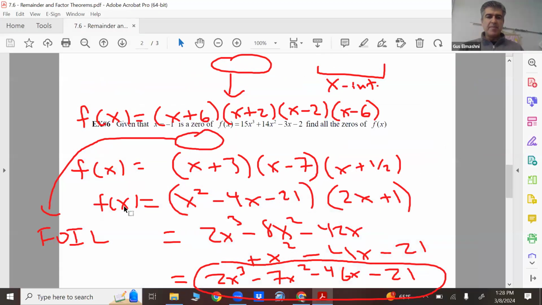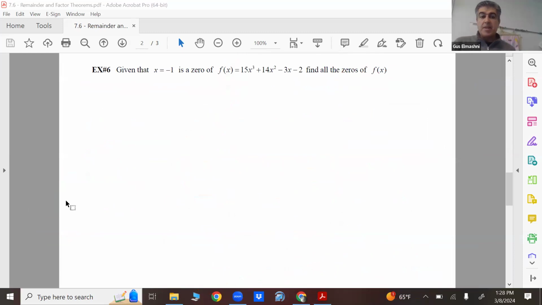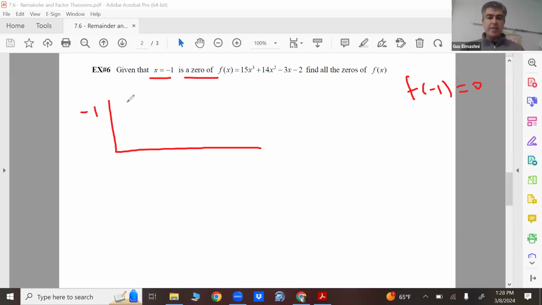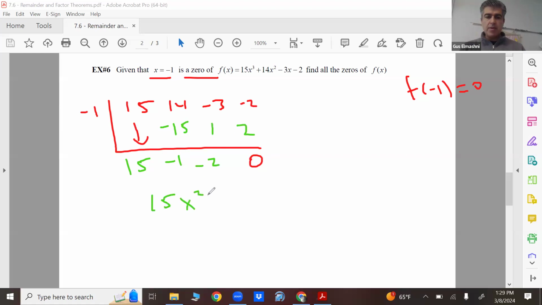All right. So let's keep moving. All right, example 6. This you guys have seen, I think. This is the advantage of synthetic division. If you're told this is a 0, it means it's an x-intercept, right? So we know f of negative 1 is going to equal 0. So I'm going to use the factor theorem, right? I'm going to put negative 1 on the outside, 15, 14, negative 3, and negative 2, because I expect that to be 0 at the end. And I'm just going to go through the motions of synthetic division, right? Let's do it. 15. What do I do next? Yep. 1, negative 2, 2. So it's 15x squared, negative x, negative 2, equals 0. That's why we do it.